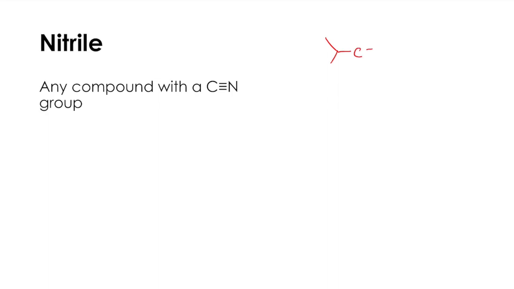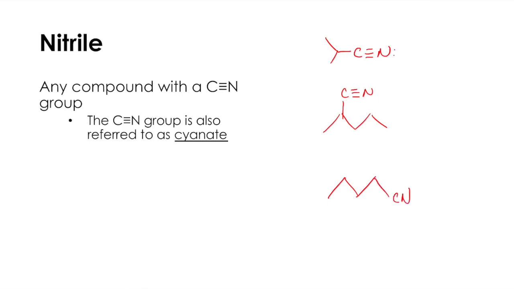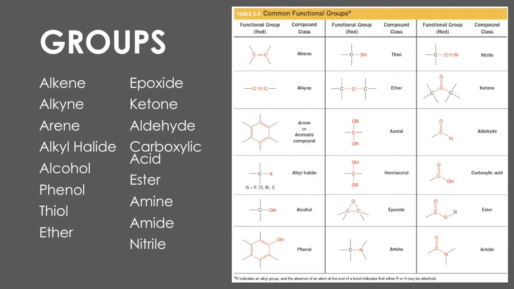A nitrile is essentially anything that has C triple bonded to N. This is a very common group as well. So you could have this group. You can have this group. Sometimes the triple bond is not drawn explicitly because it's known to be there. That group is also referred to as a cyanate.